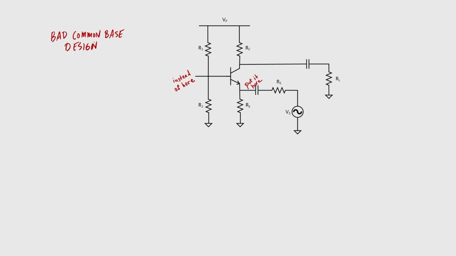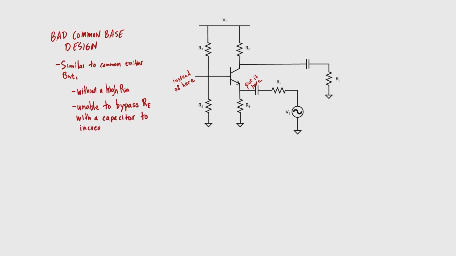As I just pointed out, putting the signal over at the emitter side of the transistor makes this particular configuration very similar to the common emitter, but without a high input impedance. Secondly, in a common emitter configuration, we typically add a capacitor here to bypass the emitter resistor in order to increase the gain. The gain can then be controlled by the little resistor down here. However, if we put this capacitor in and bypass RE in a common base design, then it's shunting out our source. We're not going to be able to do that.